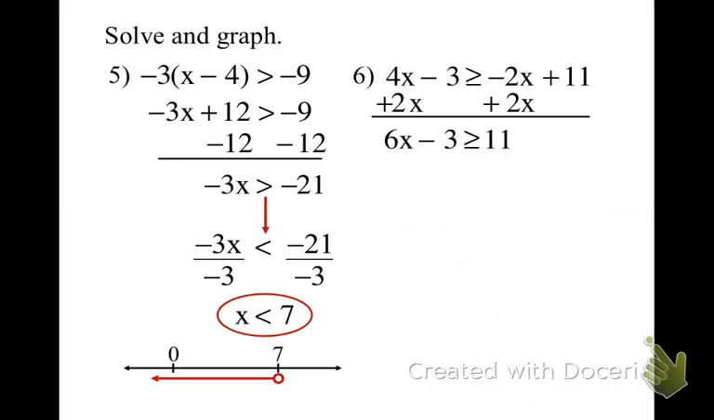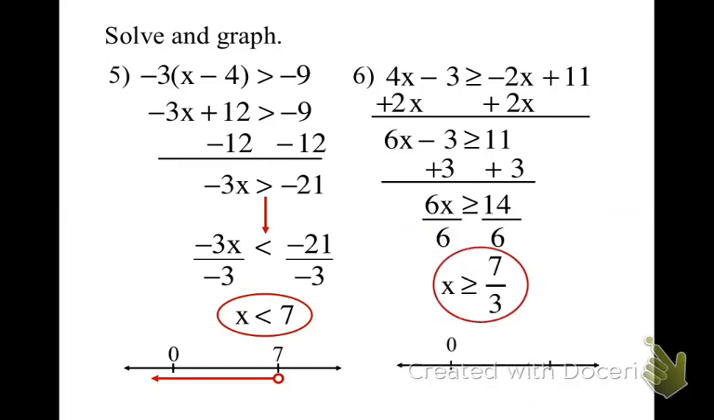Now I'm going to add 3 to both sides, divide by 6, and I am left with x is greater than, reduce it, and we have -2 1/3, -2 1/3, and then we graph. Remember, it's going to be greater than. It may be easier for you to convert that 7/3 to a mixed number in this case, so you know where it's at in the number line.